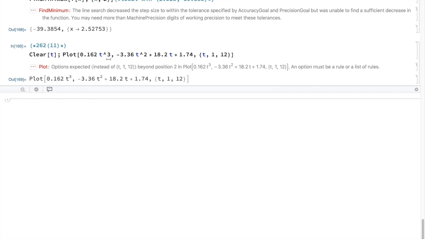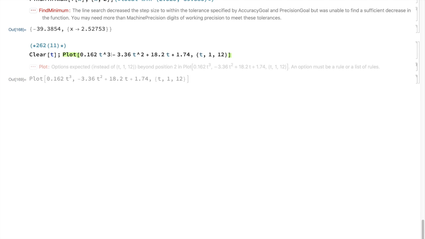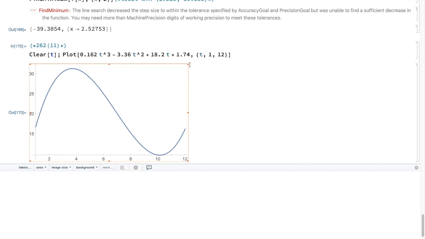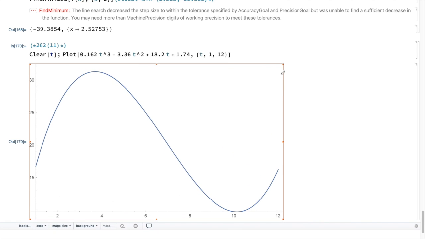What is going on here? Oh, it's because I had a comma here. That's silly. There we go. Okay, so this would actually be the curve that this problem is going to present, where the y value is your temperature and your X value here represents your month. So 1 all the way to 12, where 1 corresponds to January.